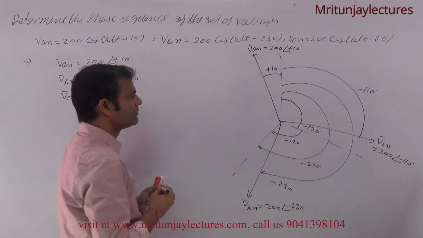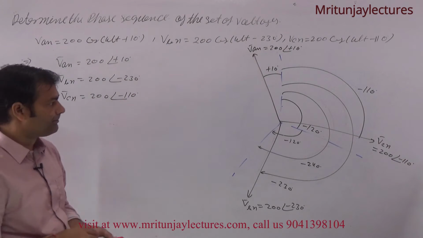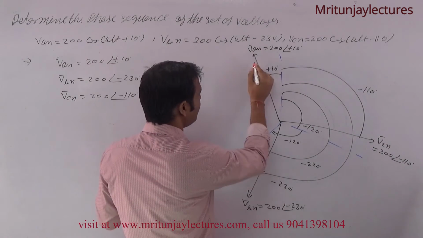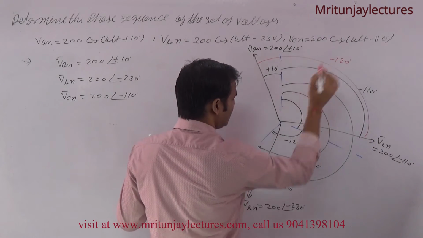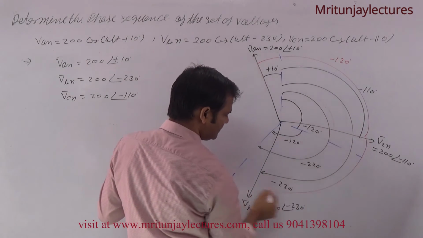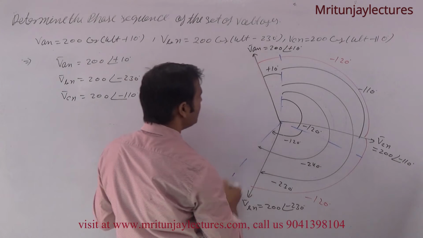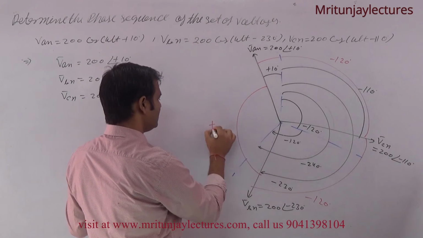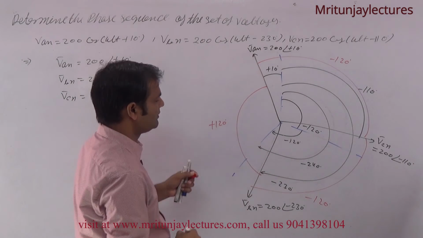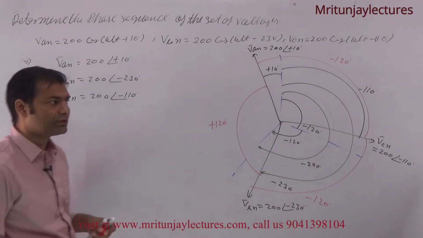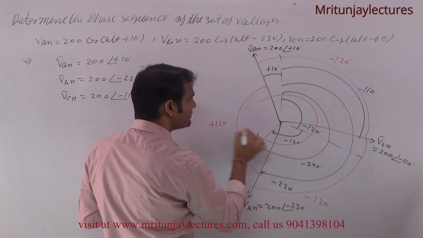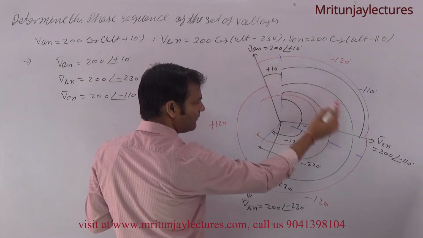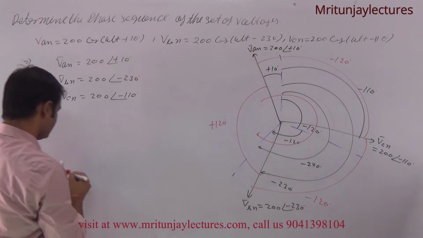Okay. So clear? The angle between A and B is minus 120, and this one is also minus 120, and this one is also plus 120. Clear? If any doubt, check it. Okay. How to check the phase sequence? Moving in the clockwise direction: first A, after that C, after that B.